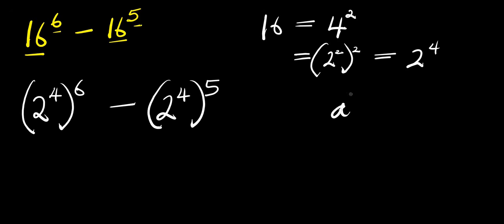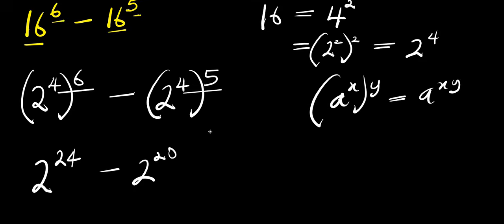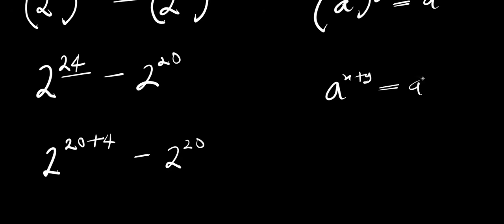Now, if you have a power x to the power of y, this equals a power x times y. So you have 2 power 4 times 6, that is 24, minus 2 power 4 times 5, that is 20. So from here, I can have 2 power 24, which is simply 20 plus 4, minus 2 power 20. If you have a power x plus y, this equals a power x times a power y.